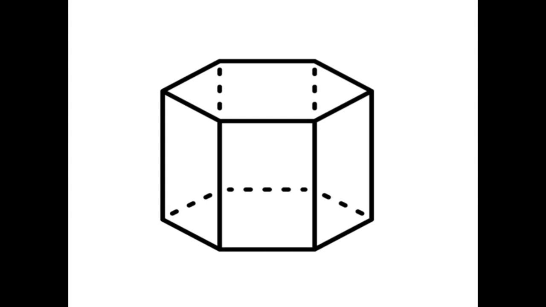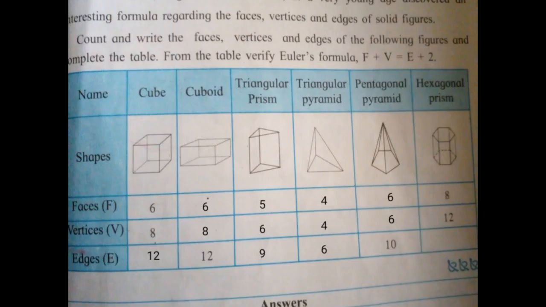First we'll count number of faces of hexagonal prism. Upside and downside 2 faces. Front side there are 3 faces and back side also there are 3 faces. Altogether there are 8 faces of hexagonal prism.